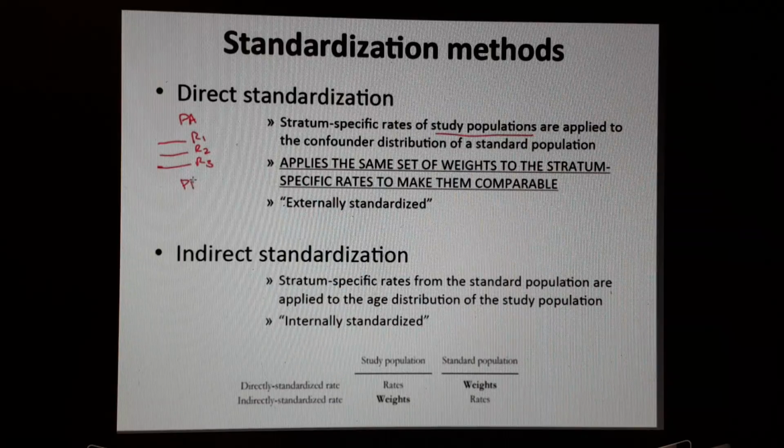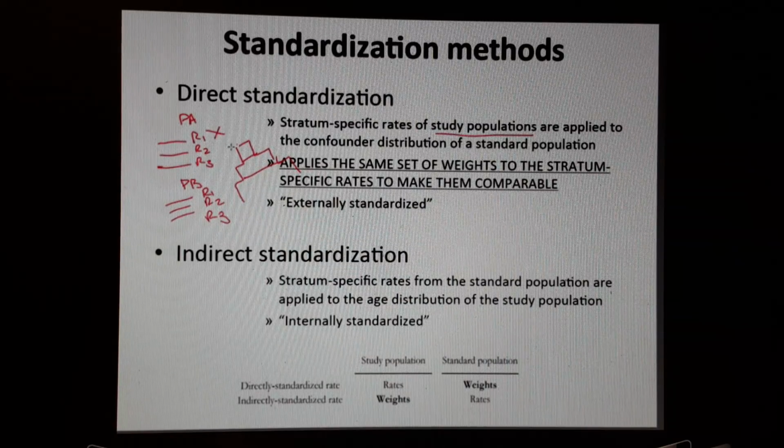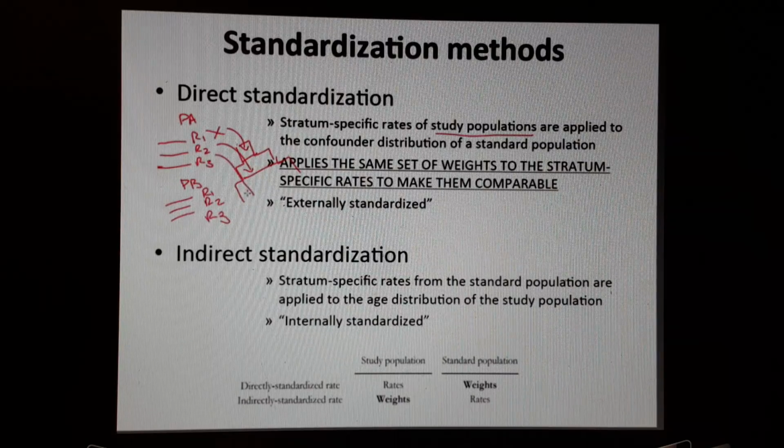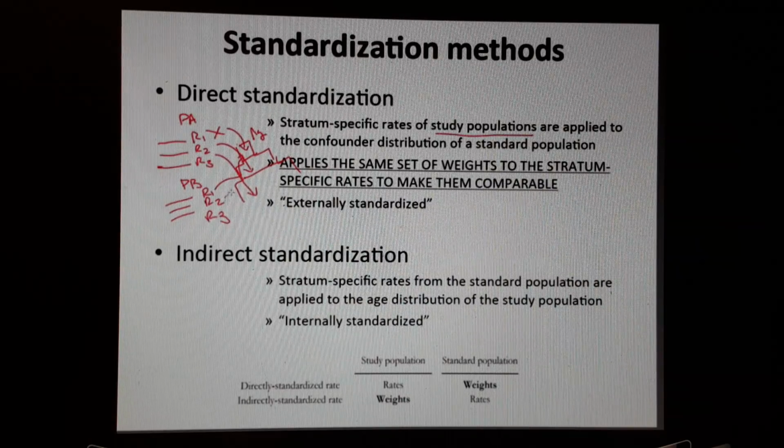And then you have population B. Same thing, your rates in your 3 different strata. And now you have a standard population. So we have the 3. So now what you're going to do is you're going to take this rate and you're going to multiply it by the equivalent distribution of that confounder in your standard population. So say this is H. And you're going to do it for each of your study populations.